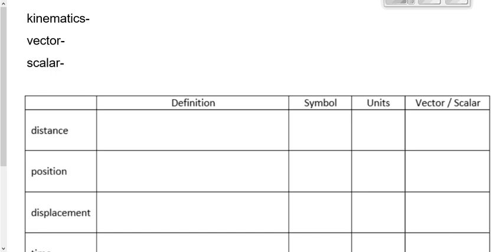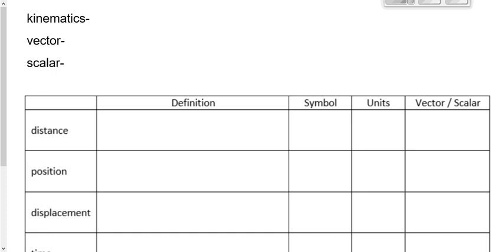Kinematics is the study of motion without regard. Do you know what I mean by that? Without regard means not paying any attention to, right? Without regard to what causes the motion. So we're going to study just the motion itself. Got it?